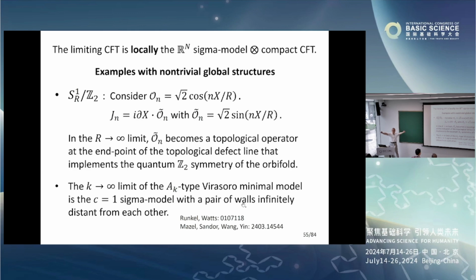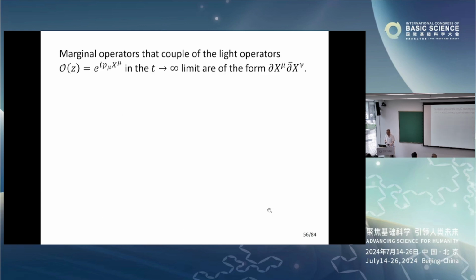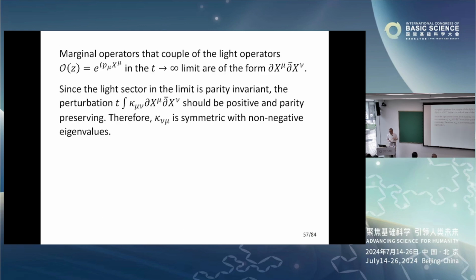But a more recent paper by Mazzero and collaborators shows more detailed structure of this, and they found that not only do you have this flat one-dimensional target space, but there is actually a pair of walls where there is a non-trivial profile of tachyon and dilaton. And the distance between the walls becomes infinite in the limit of k goes to infinity. So basically, you have just one wall. A generic point in target space is just one-dimensional flat space, but there is actually a defect. So this is another example where the CFT is locally a flat space sigma model times a compact CFT, but globally there is some other structure.